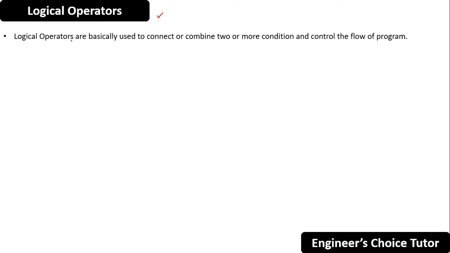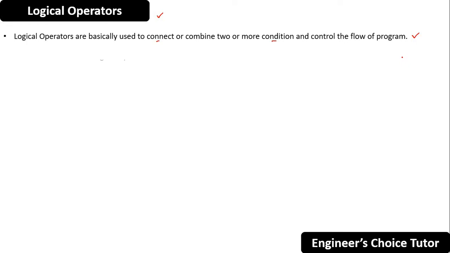Hi everyone. In today's lecture, we will discuss logical operators in Java. Basically, logical operators are used to connect or combine two or more conditions and control the flow of the program. This is the purpose of logical operators: to connect or combine two or more conditions and control the flow of the program based on those conditions, right?